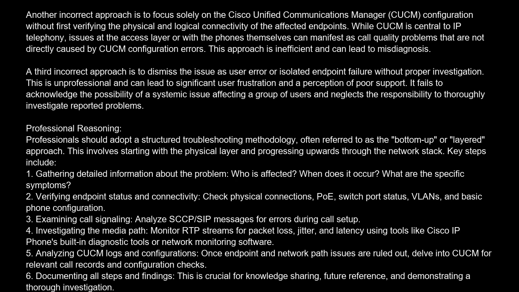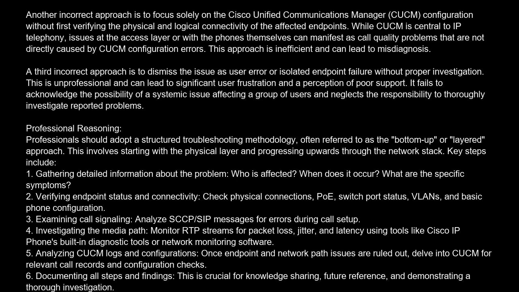A third incorrect approach is to dismiss the issue as user error or isolated endpoint failure without proper investigation. This is unprofessional and can lead to significant user frustration and a perception of poor support. It fails to acknowledge the possibility of a systemic issue affecting a group of users and neglects the responsibility to thoroughly investigate reported problems. Professional reasoning. Professionals should adopt a structured troubleshooting methodology, often referred to as the bottom-up or layered approach. This involves starting with the physical layer and progressing upwards through the network stack.